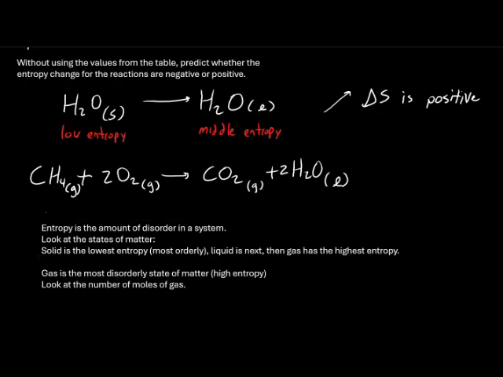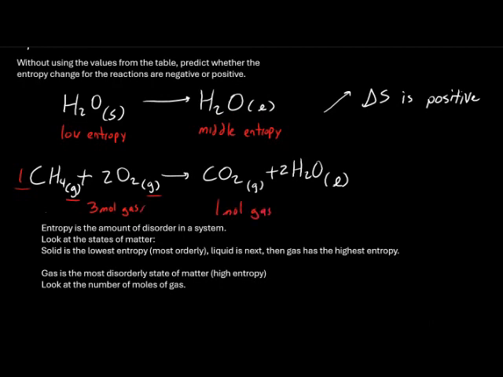On the left side of this equation, notice that both of our compounds are gases. We have 1 mole of CH4, 2 moles of O2, and all of them are gas, so we'll write that we have 3 moles of gas. On the right side, notice that we have 1 mole of gas from the CO2, and then water is a liquid, so we will only have 1 mole of gas on the right.